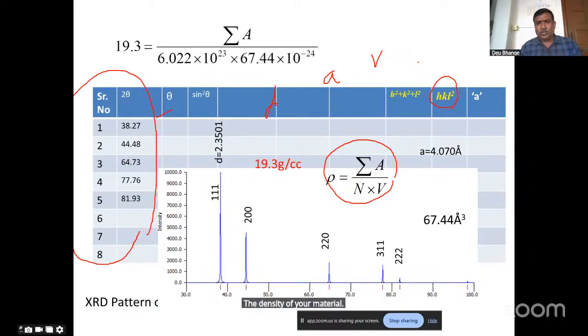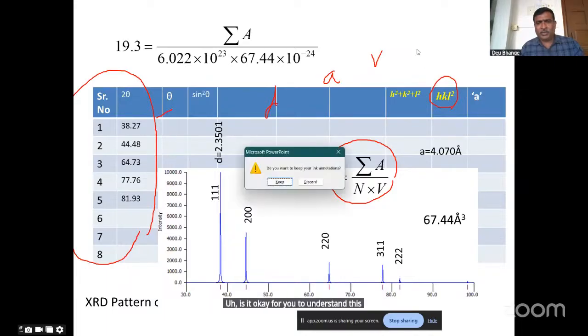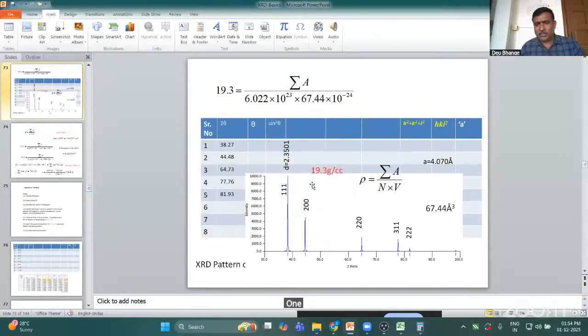I think up to this point, is it okay for you to understand this, or should we repeat with one of the examples? Yes.